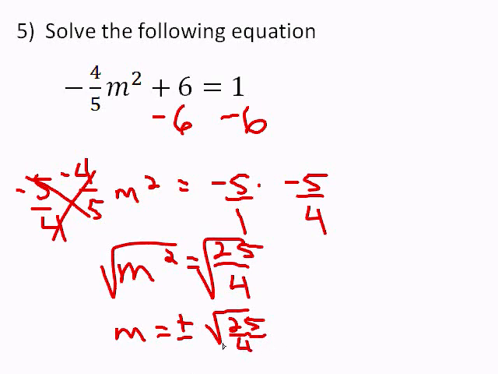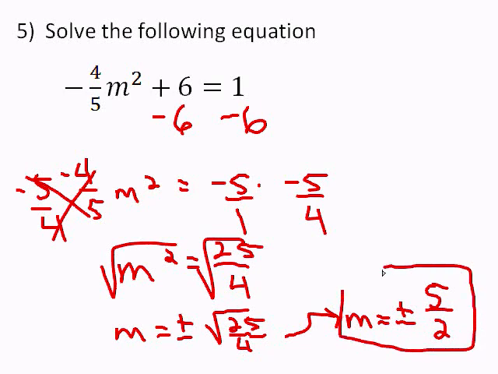Here's the reason I chose this problem to give you. We can simplify the square root of 25 over 4. Since 25 and 4 have square roots, we have to simplify our final answer as m is equal to plus or minus. The square root of 25 is 5. The square root of 4 is 2. So there is our final answer: m is equal to plus or minus 5 over 2.